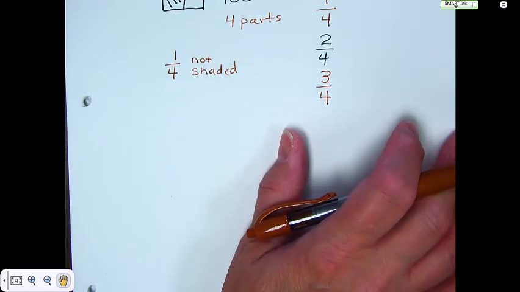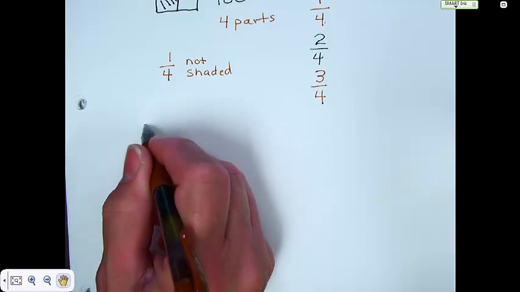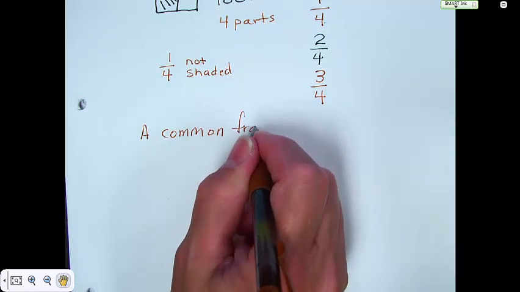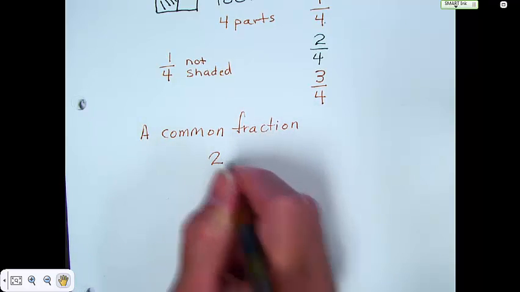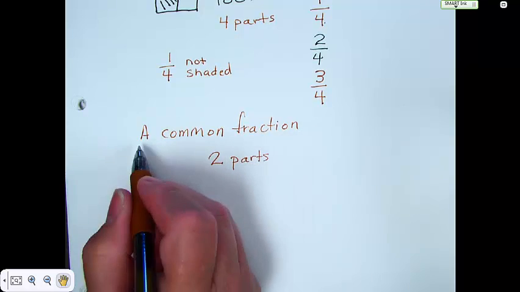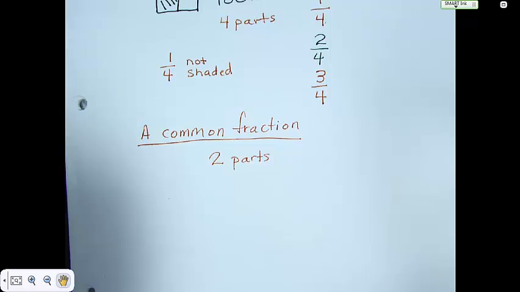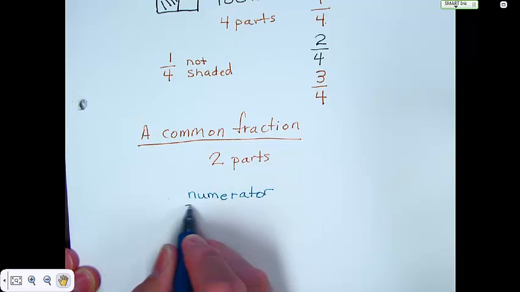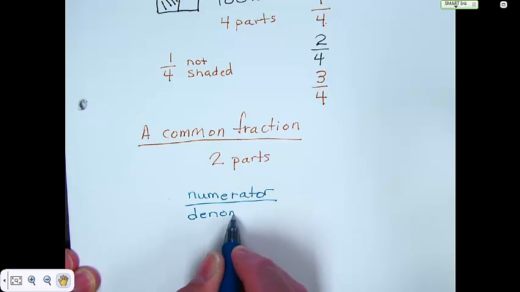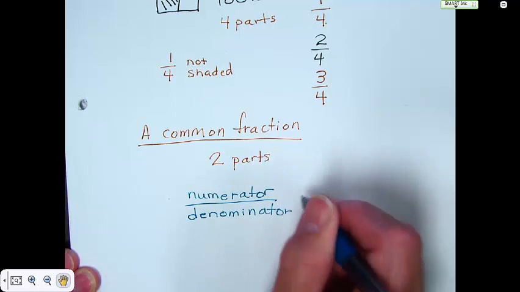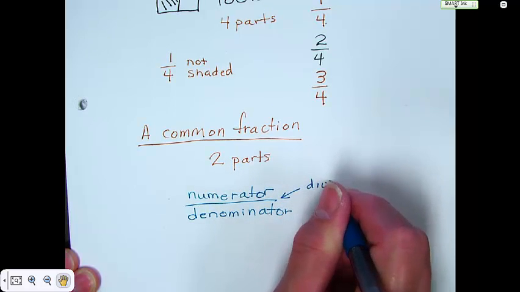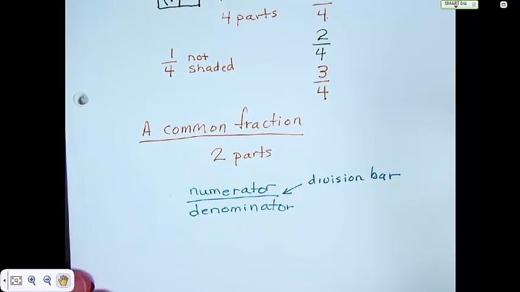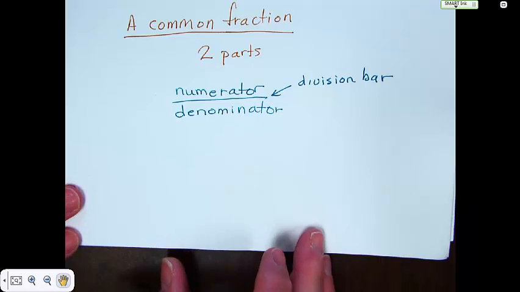Okay, we need to talk just a little bit about common fractions. A common fraction, and those are the ones that you really will always deal with, has 2 parts. Okay, and I bet you know what the 2 parts are. You have a numerator and a denominator. This is the division bar, and as I said, we always think of them as division problems.